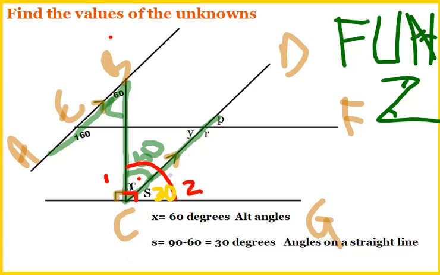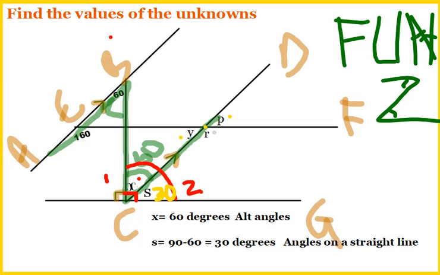Looking at this figure again, I can see that Y is equal to P, because of vertically opposite angles. Can you see it's vertically opposite? Because there are two straight lines that meet at this point right there. So Y is equal to P because of vertically opposite angles. That's our reason.